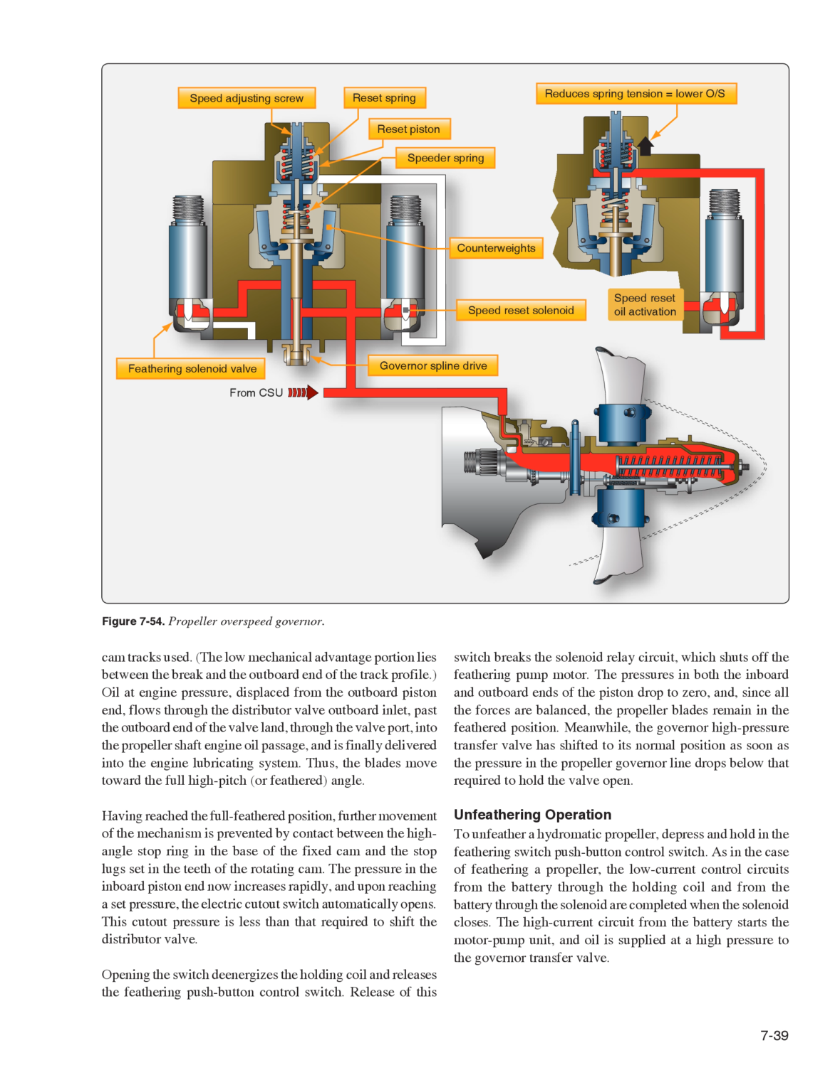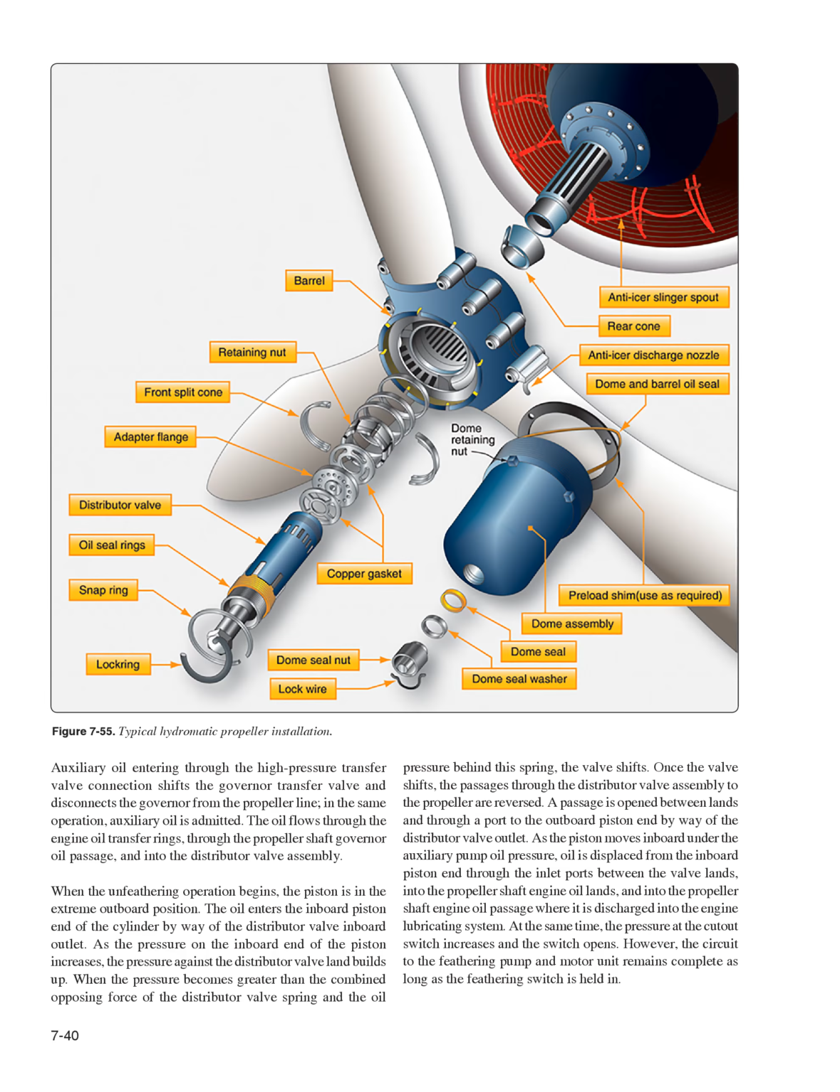Unfeathering operation. To unfeather a hydromatic propeller, depress and hold in the feathering push-button control switch. As in the case of feathering a propeller, the low-current control circuits from the battery through the holding coil and from the battery through the solenoid are completed when the solenoid closes. The high-current circuit from the battery starts the motor pump unit, and oil is supplied at a high pressure to the governor transfer valve. Auxiliary oil entering through the high-pressure transfer valve connection shifts the governor transfer valve and disconnects the governor from the propeller line.